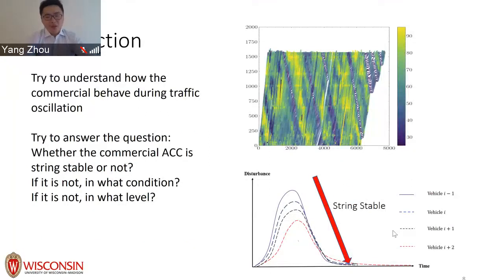So then, here is the question. With the increasing maturity of automation, we aim to understand how commercial automated vehicles behave during traffic oscillations, and we want to have a comprehensive behavior understanding. For example, given an arbitrary leading vehicle trajectory under traffic oscillations, how will it behave? We also try to answer whether the commercial automated vehicle following strategy, known as ACC, is string stable or not. If it is not, under what condition is it string unstable, and to what level is it string unstable?